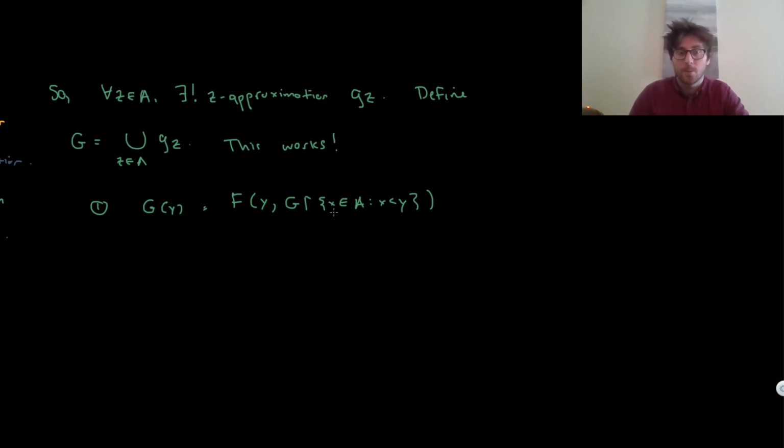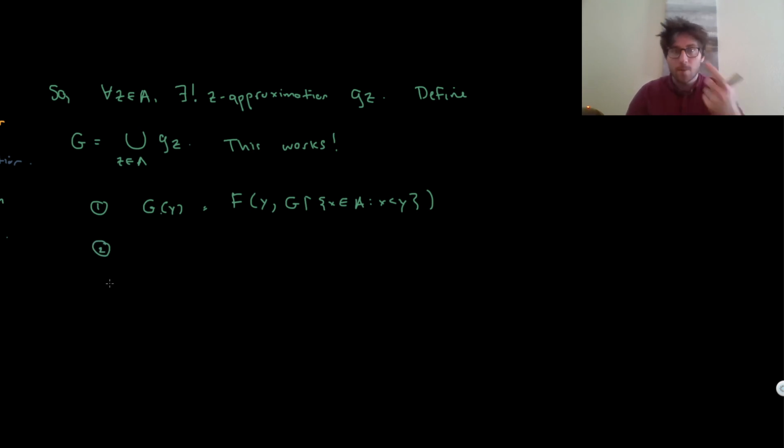And why does this hold? Well, it's because this is the union of a bunch of things, and for all of these approximations, this statement is true. Big G of y is going to be equal to g sub y of y, and for g sub y, the y approximation, this statement holds. So that's why this first claim is going to hold.